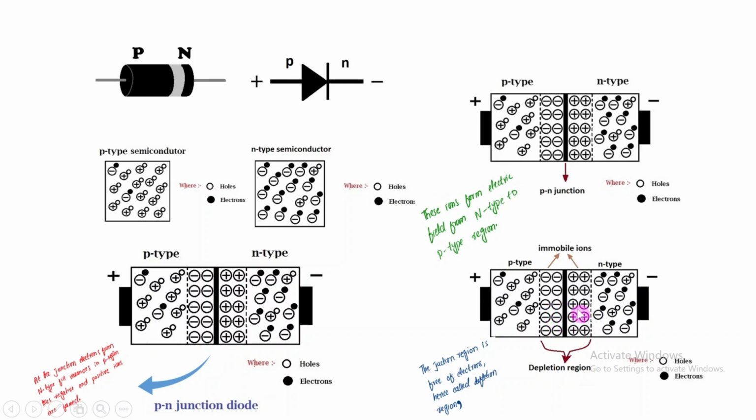So therefore this region is called the depletion region. The junction region is free of electrons and holes, so it is called the depletion region. And here there must be a potential, which is that potential barrier, because here we have the positive charges and here the negative charges, and there's some potential difference, and that is called the potential barrier. That potential barrier stops the motion of the free electrons from this region towards this region.